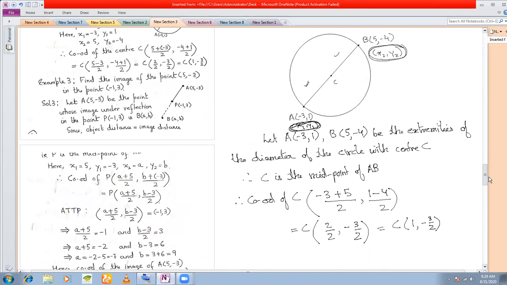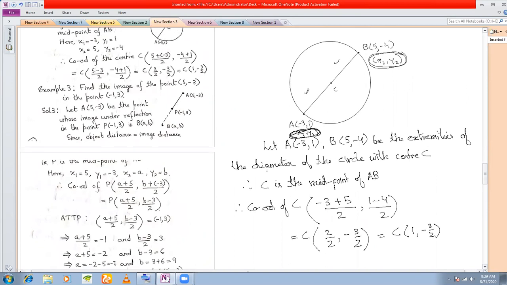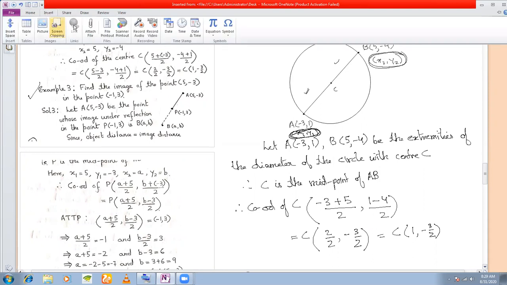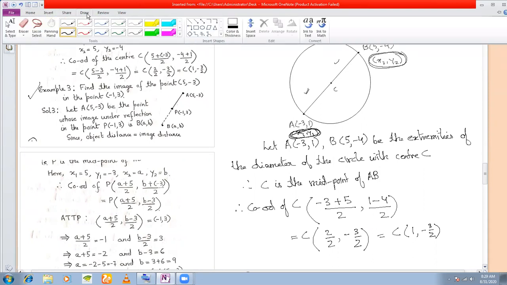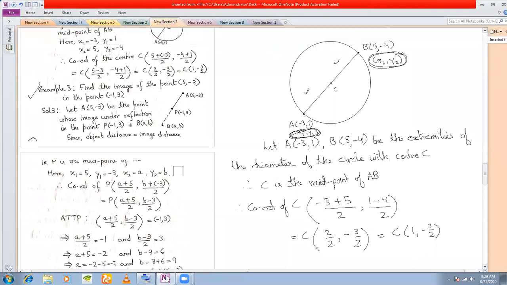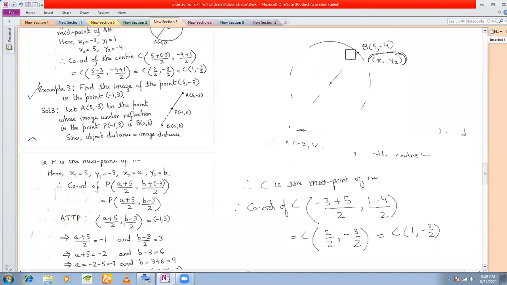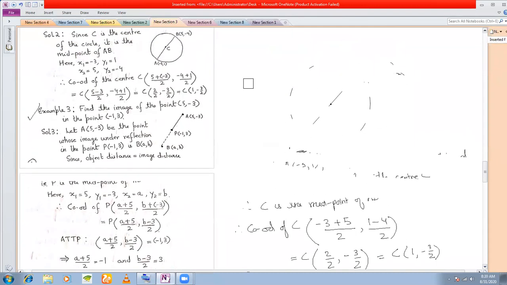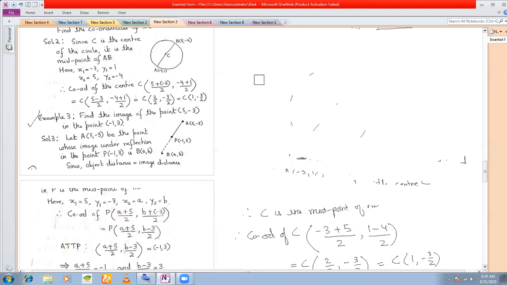Let us look at the third example. Now this third example is actually an example from the chapter on reflection that I have done. And I had told you that I will be discussing this when I'll be doing section formula. Okay, so let's discuss it now. Since we know the section formula now, we'll deal with this kind of problem.